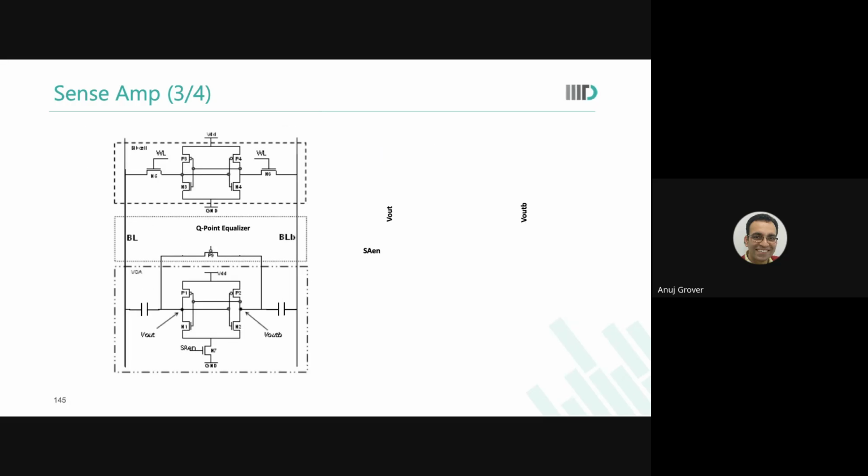And there is another kind of sense amplifier where the input nodes, or the Vout and Vout bar, or SAT and SAF, are coupled through a capacitance, not through transistors. What is the advantage of such a coupling? Now we have separated the DC level of the bit line from the DC level of the sense amplifier. My bit line could be at 1 volt, but my sense amplifier could be operating at 0.7 volts.